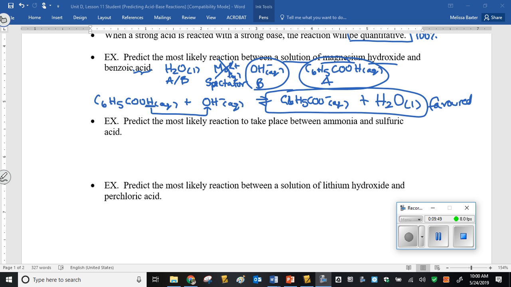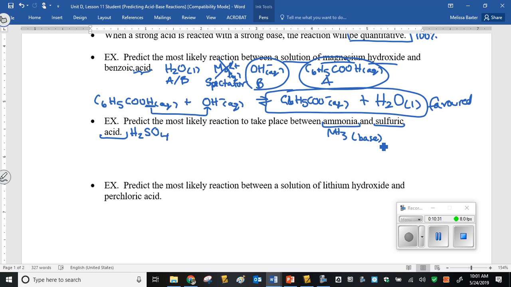Okay, now in the next one, I have ammonia, which is NH3, and sulfuric acid, which is H2SO4. Now, if you look on your table, you'll locate ammonia and you'll see, oh, it's on the base side of things. So down here in my table, it's in the conjugate base column. That's where I'm looking. And it's close to the bottom. It's not as far down as the hydroxide is, but it's close. So it's a few up from there.